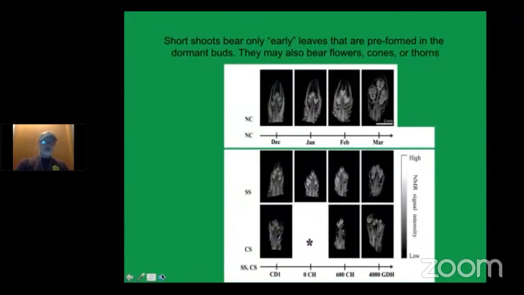Short shoots, like fruit buds on apple trees, or the blueberries I showed a couple of weeks ago, only have early leaves, and they're pre-formed in the dormant buds. They also might have flowers, cones, or thorns that are already there on this year's bud.